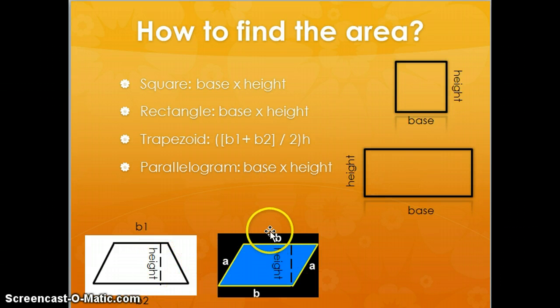And for a parallelogram, it is also base times height. But once again, the height is the line in the middle, not the actual side length, which we'd have to distinguish between that and a rectangle and square.